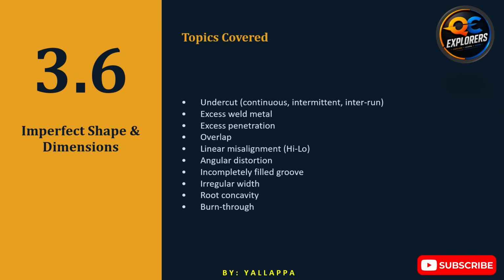However, visual recognition is only the first step. The inspector must also know what characteristic needs to be measured. For undercut, for example, depth and length are important. For misalignment, the offset must be measured. For incomplete filling, the amount of missing weld metal is relevant. For burn-through, the extent of the opening or collapse must be assessed.